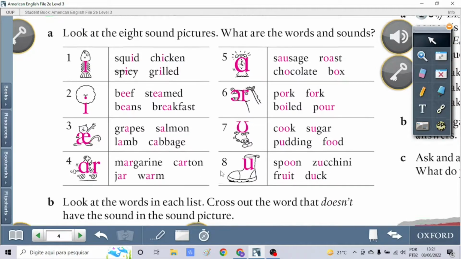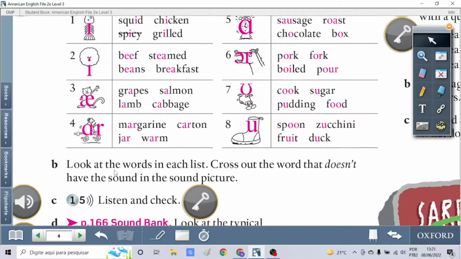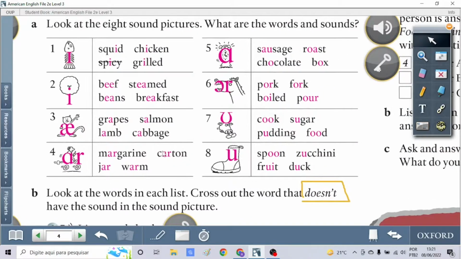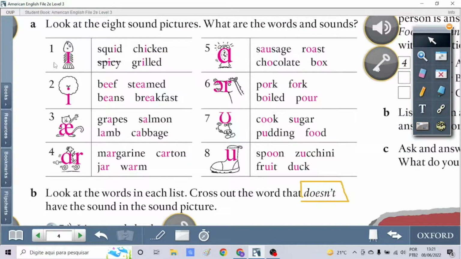Okay, now in activity B, you're supposed to look at the words in each list and you need to cross out the word that doesn't have the sound in the picture. Okay, so let's do it. In number 1, which of these words here doesn't have the I sound? Pause the video and cross it out. Actually, here we have the example.